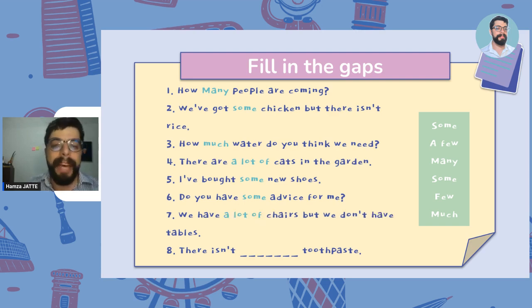We have a lot of chairs, or we have a few chairs, or we have plenty of chairs. There isn't much toothpaste because toothpaste is an uncountable noun. You can't say one toothpaste, two toothpaste, etc. So we say enough or much because we're talking about the substance that we brush our teeth with. So I think that's it for quantifiers for today.